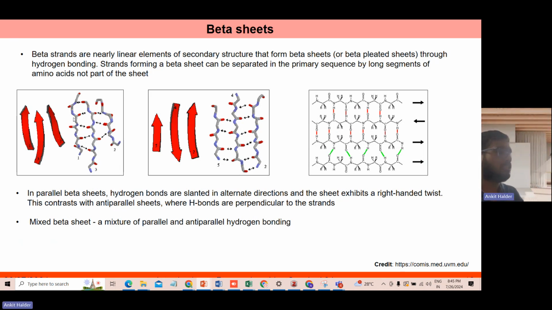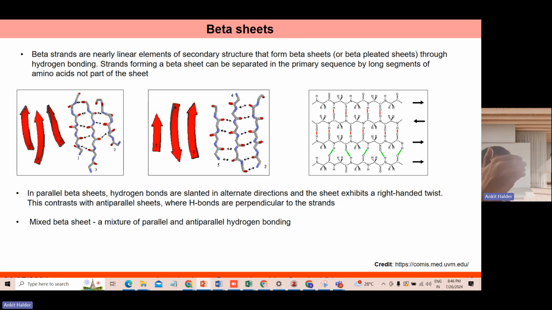In parallel beta sheets, hydrogen bonds are slanted in alternate directions, and the sheet exhibits a right-handed twist. This contrasts with the antiparallel sheets where H bonds are perpendicular to the strands. So you can understand the difference between parallel and anti-parallel strands. In the parallel beta sheets, the bonds are slanted in alternate directions, while in the anti-parallel they are perpendicular to the strands. And a mixed beta sheet is a mixture of both parallel and anti-parallel hydrogen bonding. So this is what comes across the beta sheet.